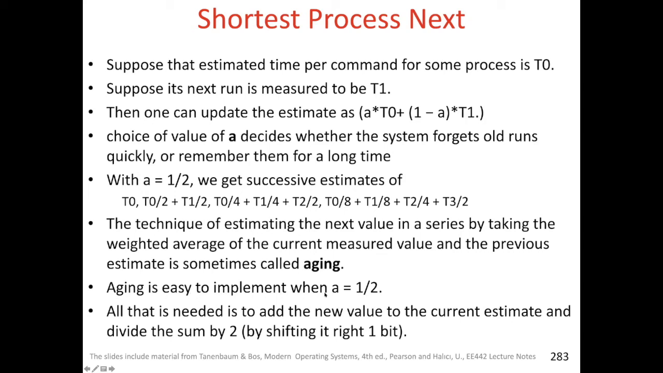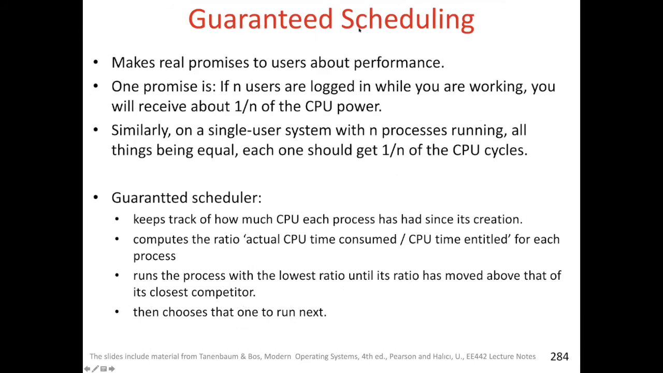Aging is very easy to implement when A is equal to 1 over 2. All that is needed is to add the new value to the current estimate and divide the sum by 2, that is, by shifting it right 1 bit. The algorithm called guaranteed scheduling makes real promises to users about performance. One promise is if n users are logged in while you are working, you will receive about 1 over n of the CPU power. Similarly, on a single user system with n processes running, all things being equal, each one should get 1 over n of the CPU cycles.